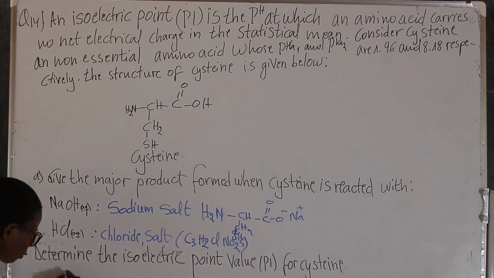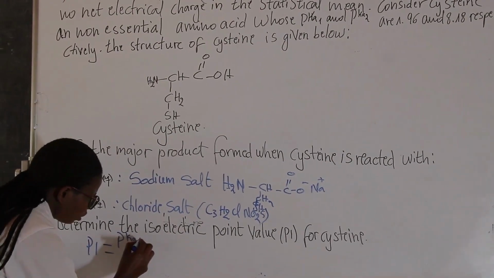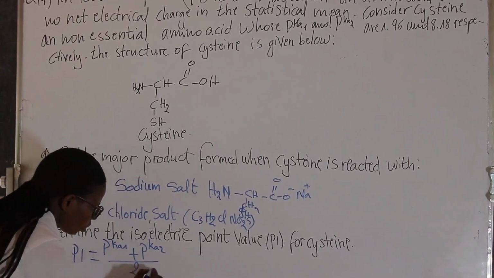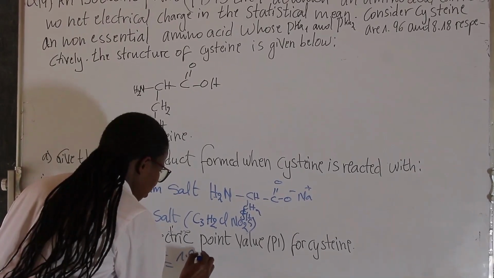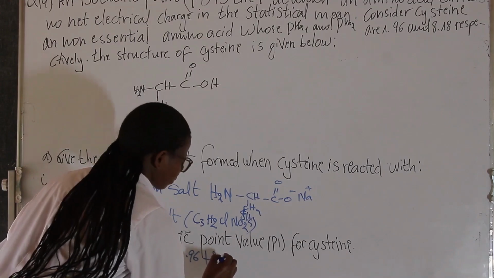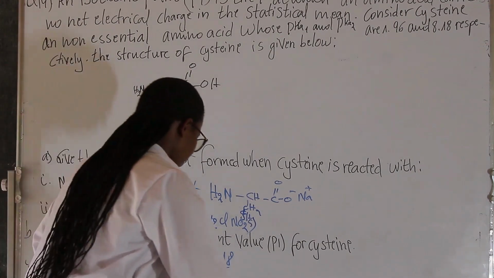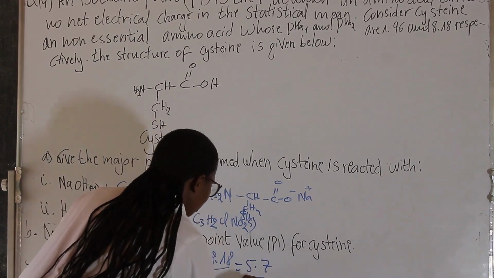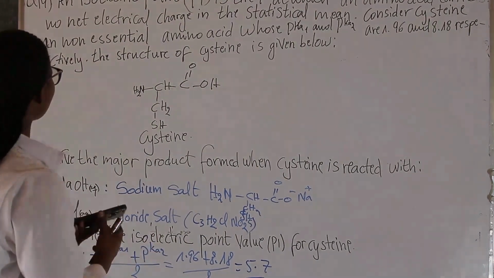This means that pI will be equal to pKa1 plus pKa2, then divided by 2, which will be equal to 1.96 plus 8 over 2. We get 5.7. This is the value of the isoelectric point. Let's move to the next question.